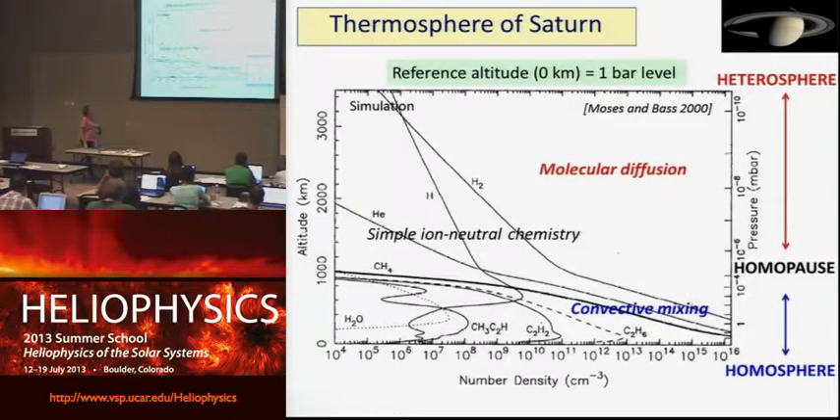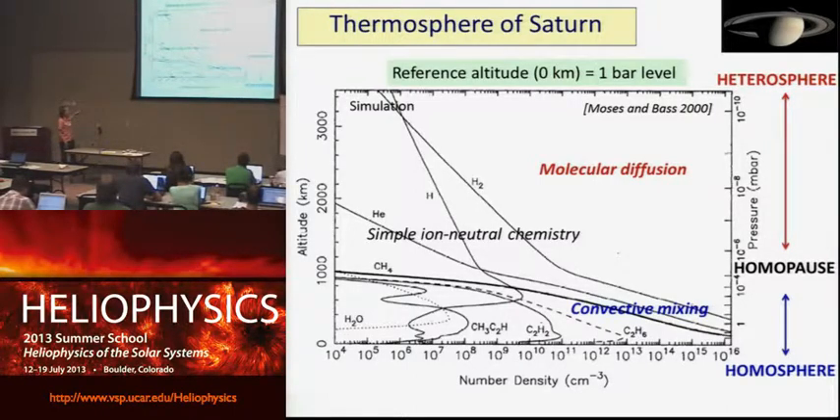Let's look at the composition. Here's the profile and altitude of the number density at Saturn. Before we continue, we are dealing with outer planets, so they are gaseous planets. There is no hard surface, and so the reference altitude is usually taken as the 1 bar level by analogy with the Earth. As I mentioned, here's the number density as a function of altitude, and here pressure.